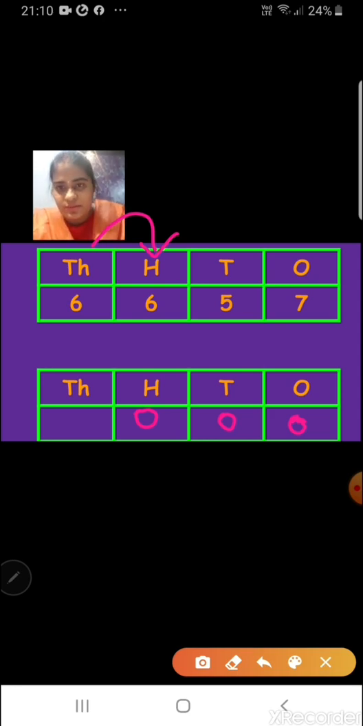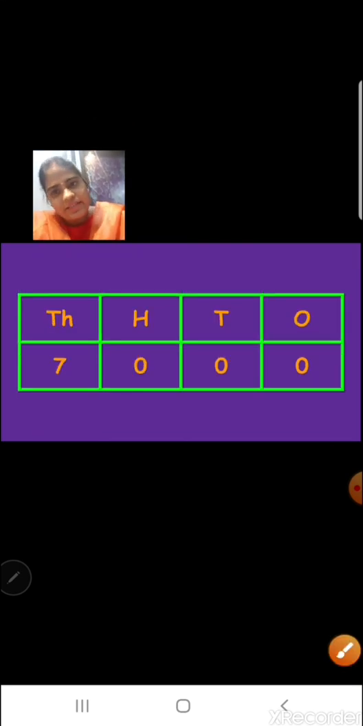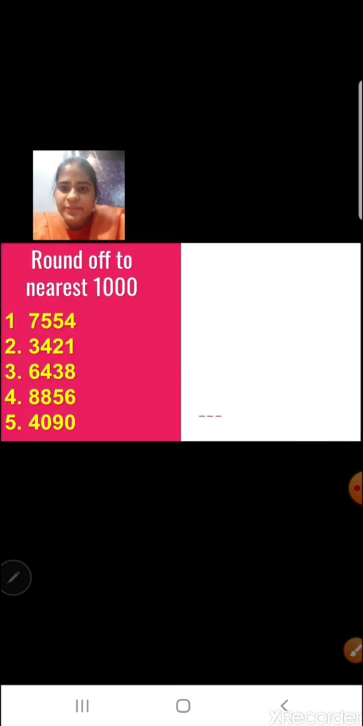Now you tell me, in hundreds place we have number 6. What will happen to the number in thousands place? We have to apply the third rule, which is we have to add 1 in the thousands place. 6 plus 1 is 7. So my answer will be 7,000. Yes children, it is very easy. Answer is 7,000. Got it everyone? Let us do a few more examples rounding off to the nearest 1000.